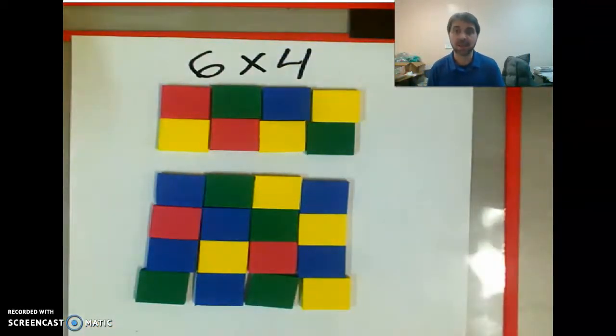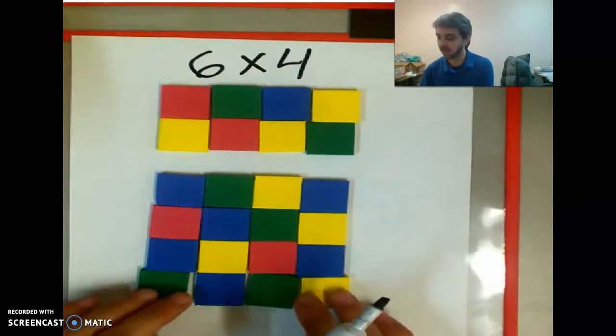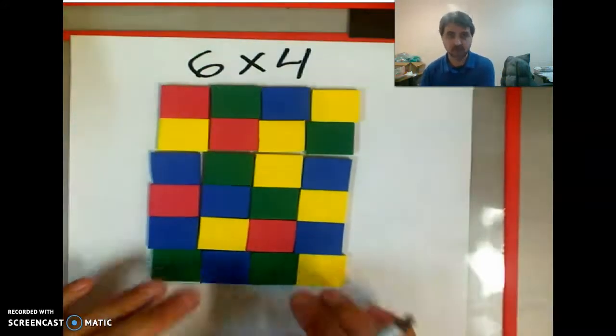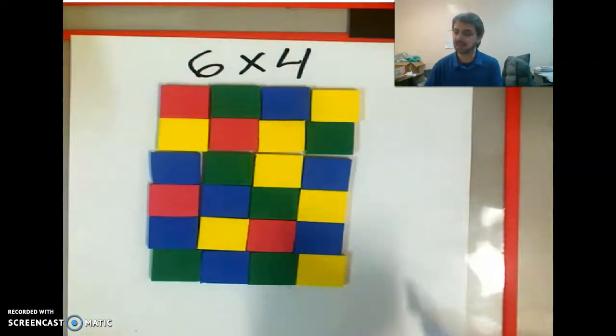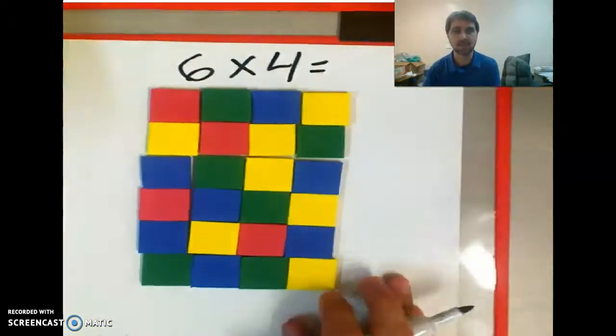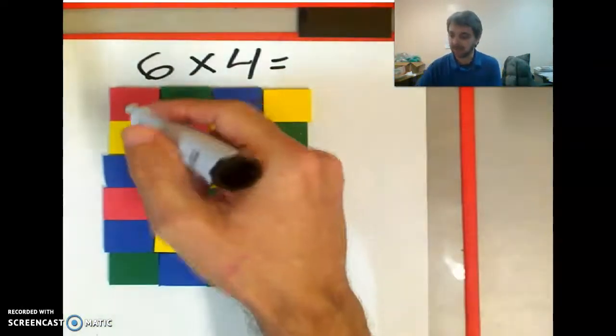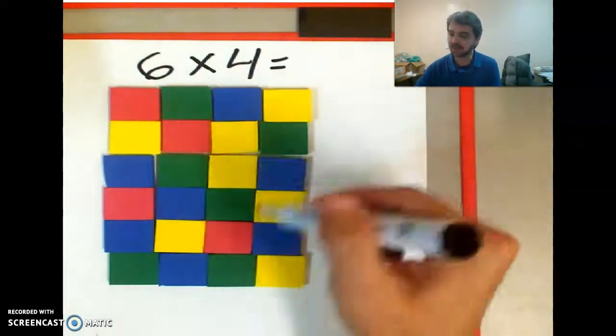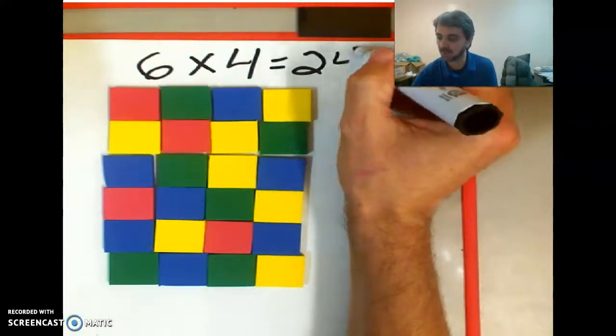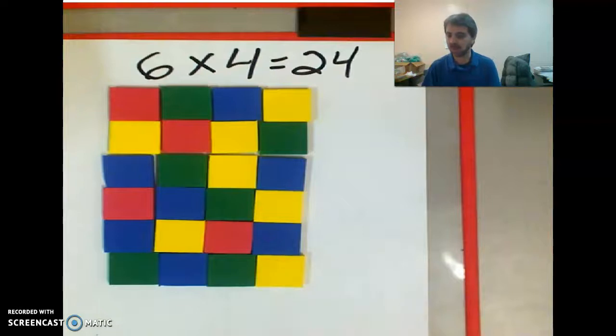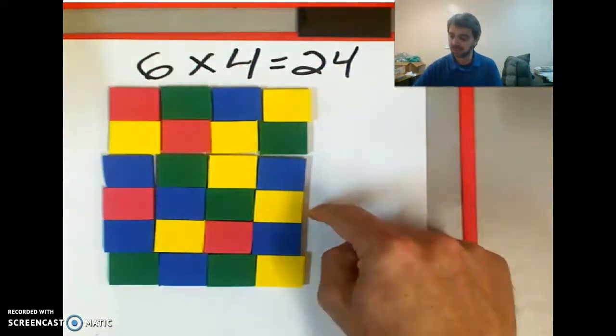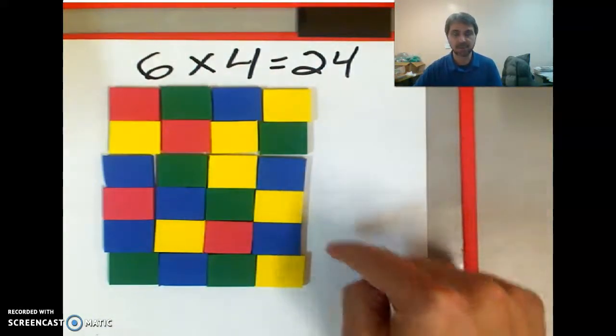Okay, so ooh, look at that. I got 2 different rectangles. So, before we get too far ahead, what is 6 rows of 4? What is 6 times 4 equal? Anybody know? Well, let's see. We've got 6, 12, 18. We've got 24. 6 rows of 4 gives me 24. Or 4, 8, 12, 16, 20, 24.